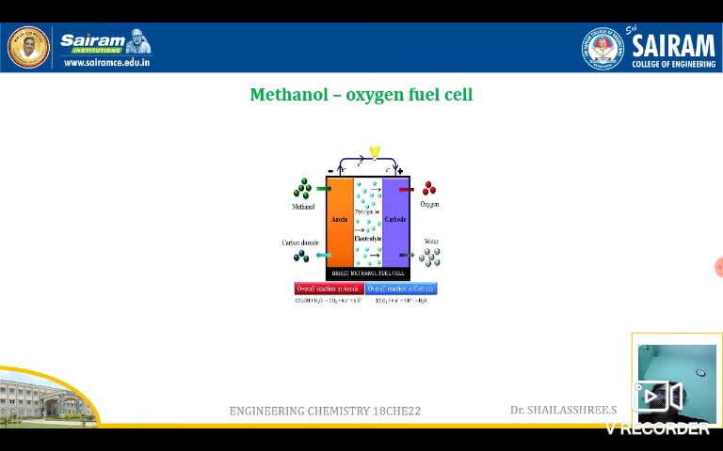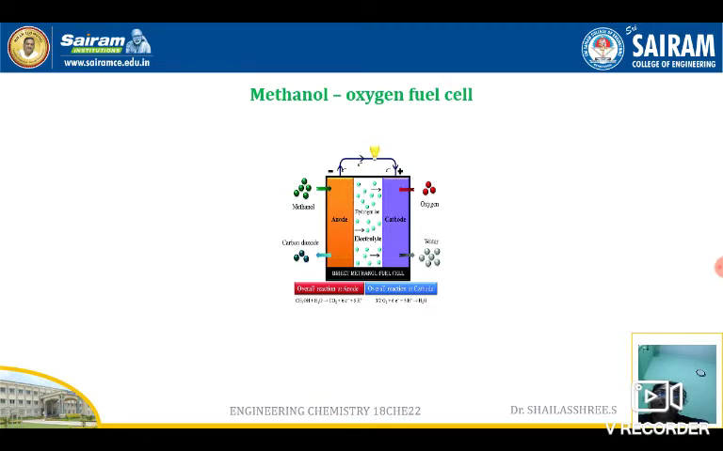At the anode, oxidation takes place with the liberation of electrons, and at the cathode the electrons liberated will be accepted and the oxygen which is present there gets reduced to water.